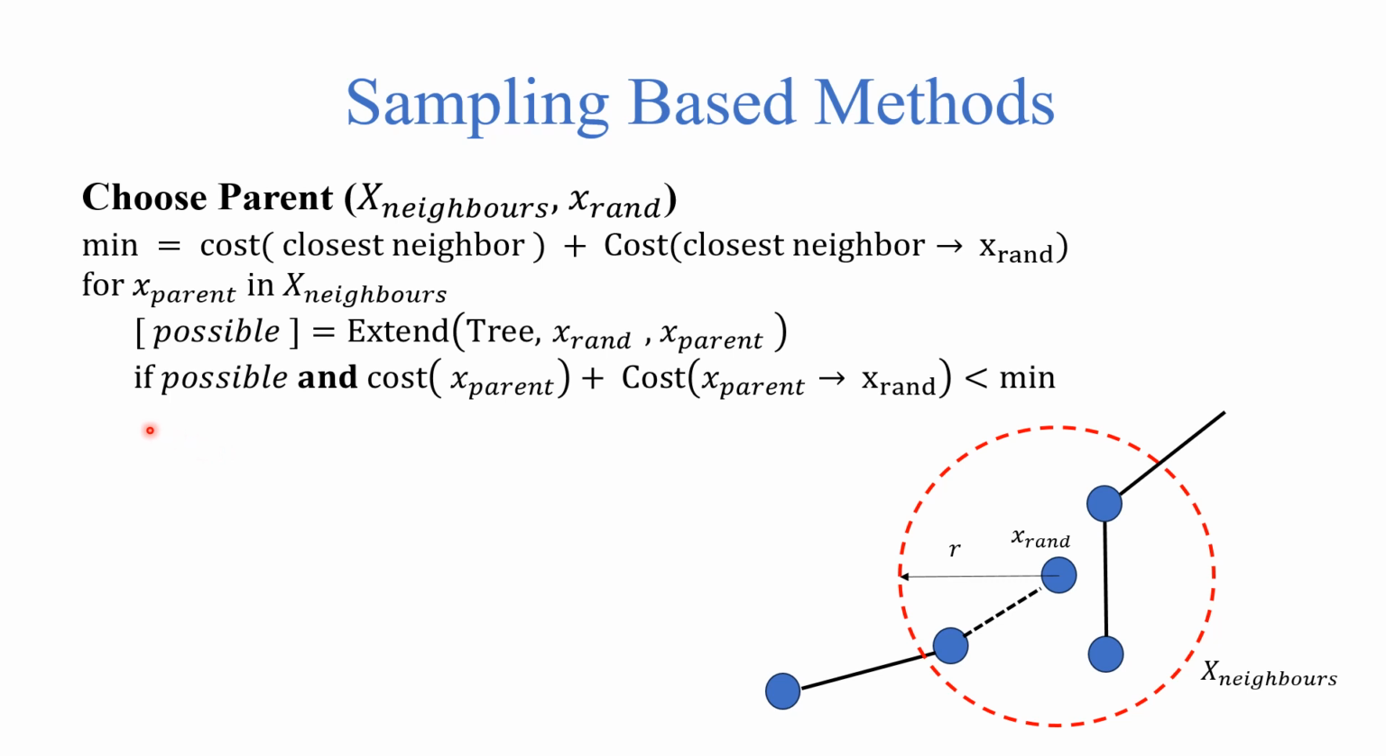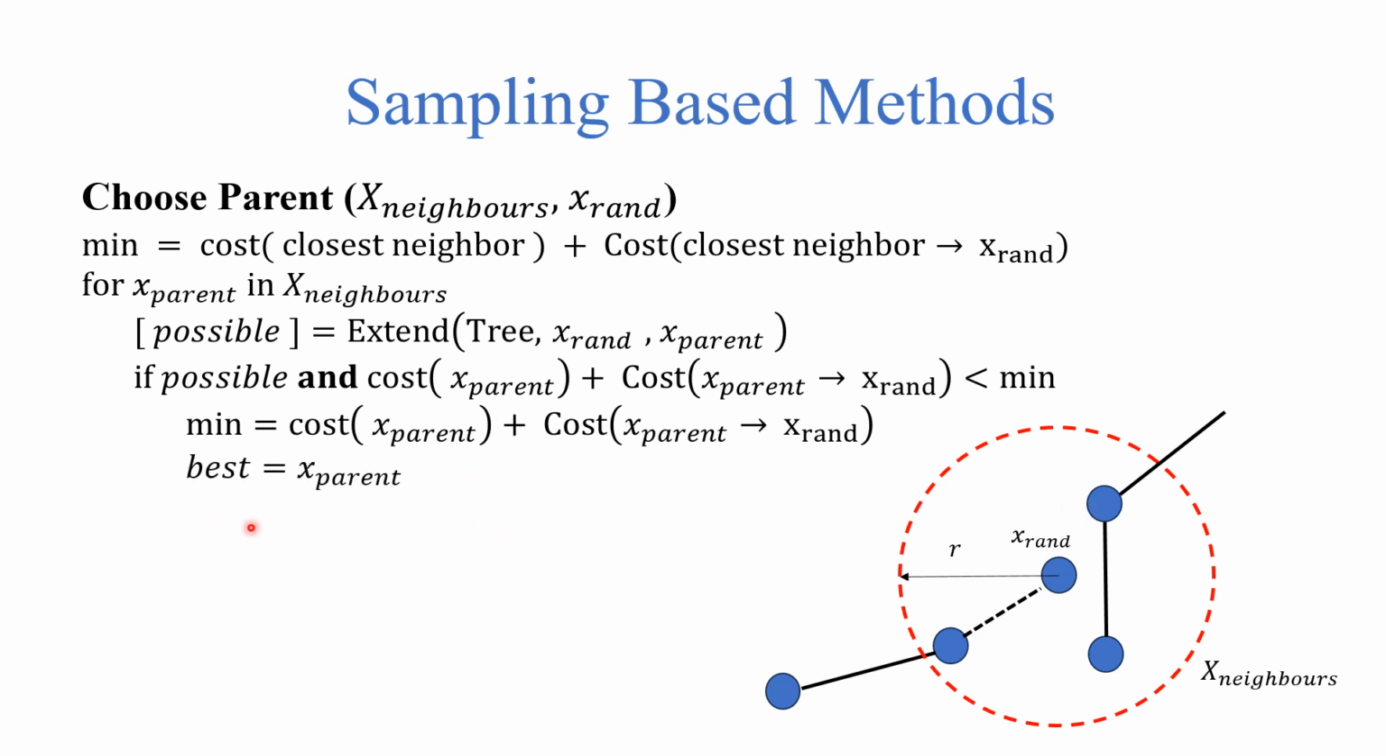Now, if that extension is actually possible, and we found that the cost of connecting this parent to this random point is actually less than the minimum found so far, then we just substitute the minimum for this parent, and we signal that the best parent that we just found is the current node X parent.